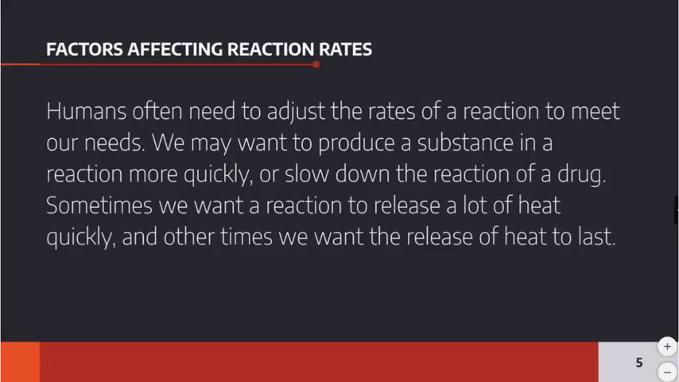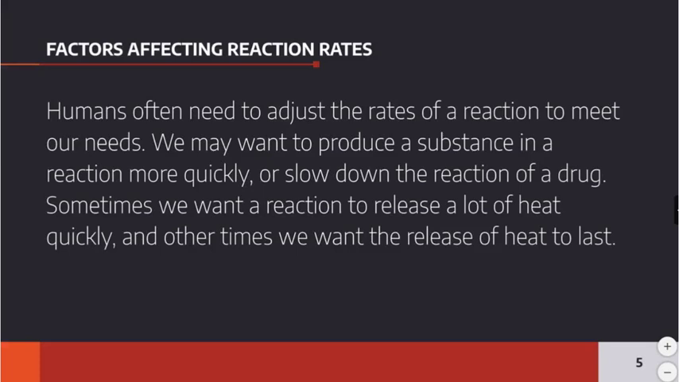So oftentimes we as humans, when we're using chemical reactions to do things that are useful to us, we need to adjust those reaction rates to meet our needs. There are times when we want a substance to react more quickly. If we are trying to blow something up, we want that reaction to go quickly. If that explosive takes several minutes to react through, then it just doesn't release enough energy quickly enough to do anything useful.